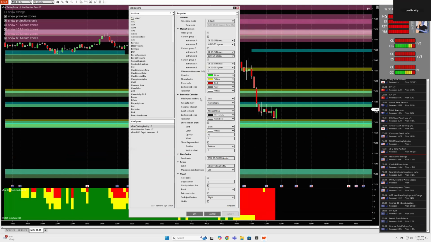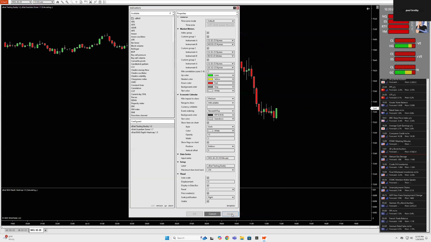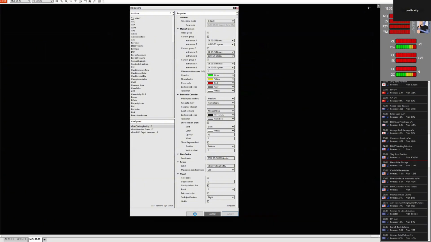So minimum impact to show is currently at low. You might want to put that at medium, so it only shows medium and high, Christine. So everything's relevant because the US dollar will react, and therefore all other instruments will react. For the lower volatility ones, you may not want them there. So if I apply that, all it does is filter out the low impact on the Trading Buddy. Every day is relevant. Every piece of data is relevant.